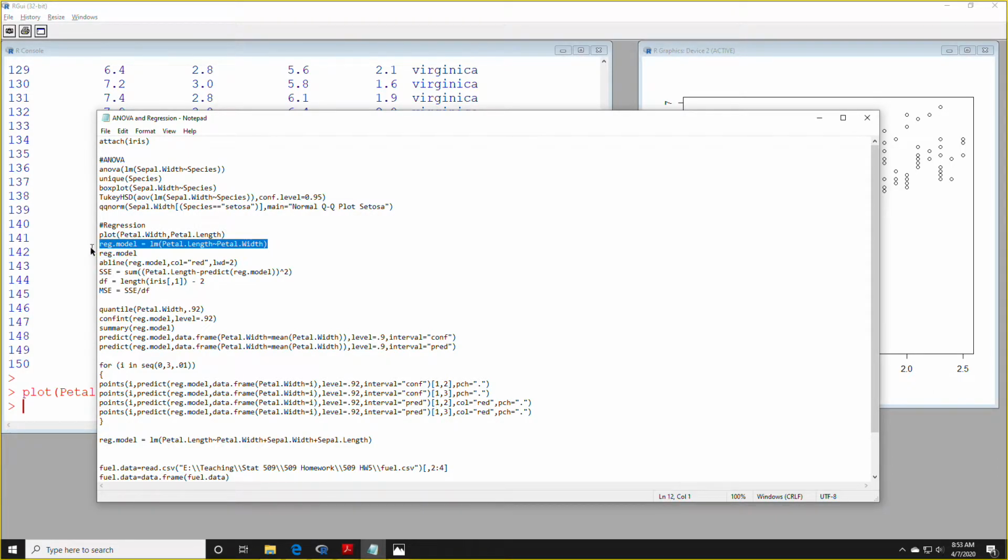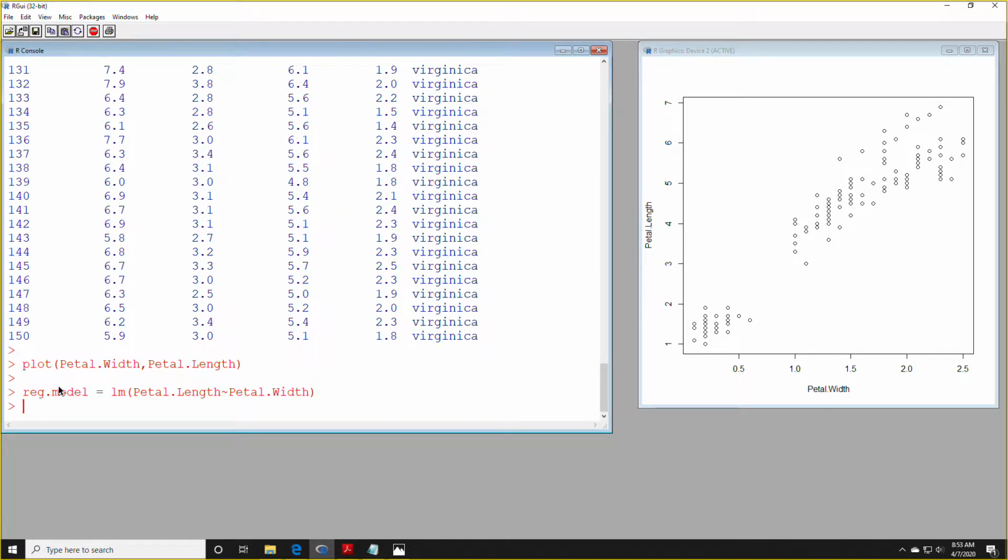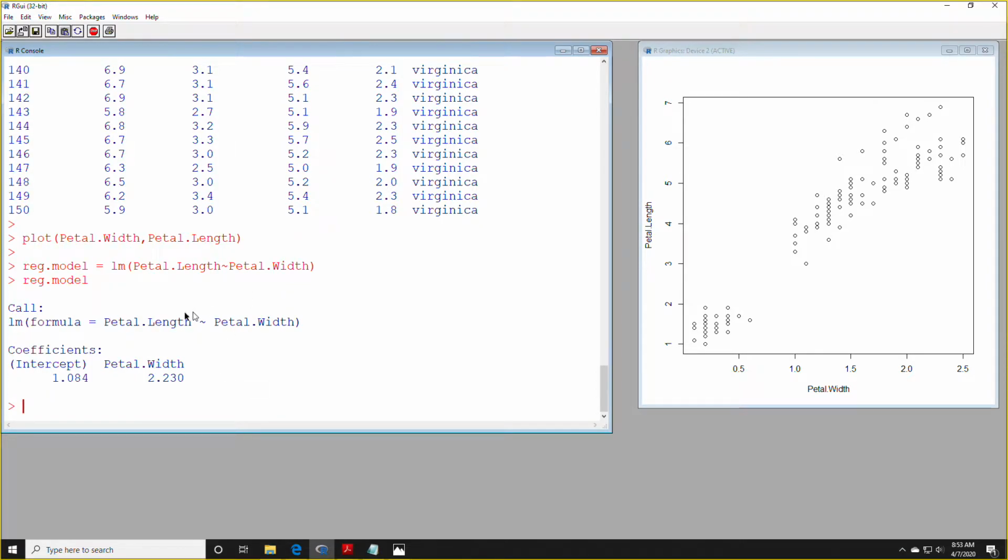And one good thing is to give it a name. Here I've given it the name reg.model. You can call it anything you want, but usually we're going to use this in other things. So instead of just typing this by itself, if we call it something, that allows us to use it in further functions without having to retype the whole thing. Okay, and so let's see what that looks like.